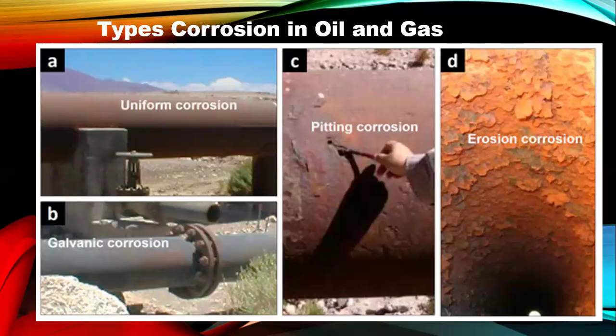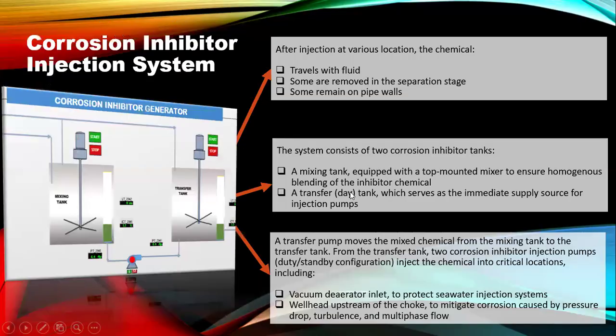So that choke area, there is a high pressure change there. So due to the pressure, corrosion usually happens in that area. So we need to send in corrosion inhibitor there to protect that region. After injection at various locations, the chemical tends to travel with the fluid, right? So when you inject the corrosion inhibitor, it travels with it. Some of it sticks to the surface, some of it forms protective layers and then moves along with the fluid.